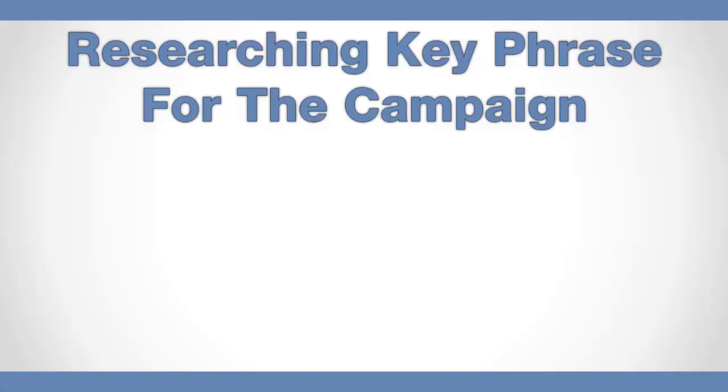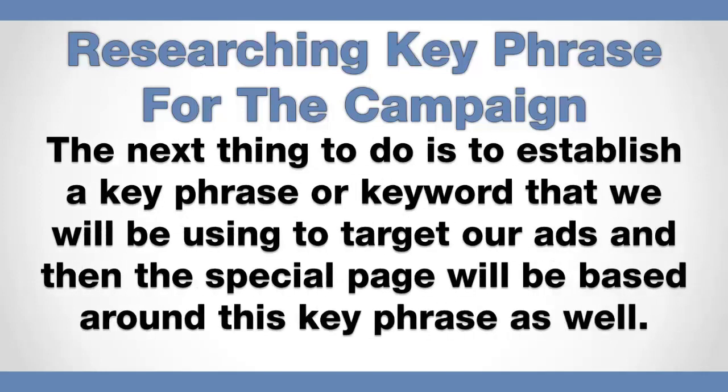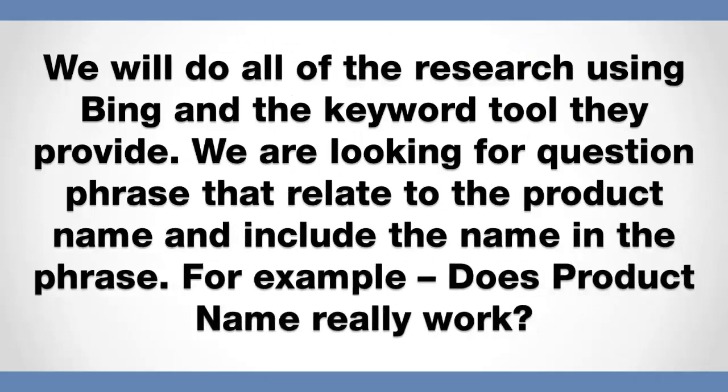Now in this one we're going to go ahead and research our key phrase for the actual campaign. So the next thing to do is to establish a key phrase or keyword that we'll be using to target our ads. Okay, so we're going to use this keyword to target in and around our ads. And then the special page will be based around this key phrase as well. We will do all the research using Bing and the keyword tool they provide.